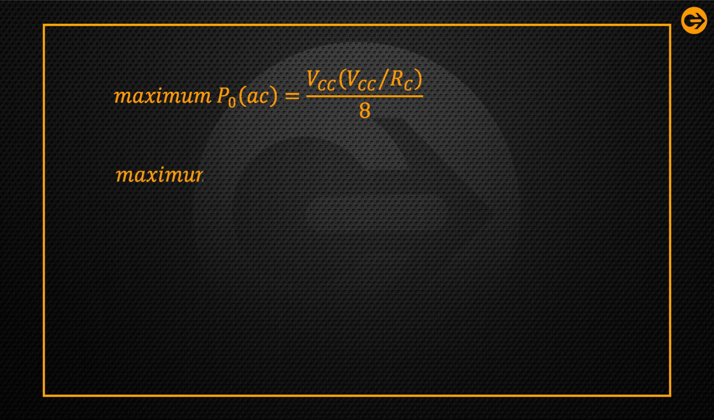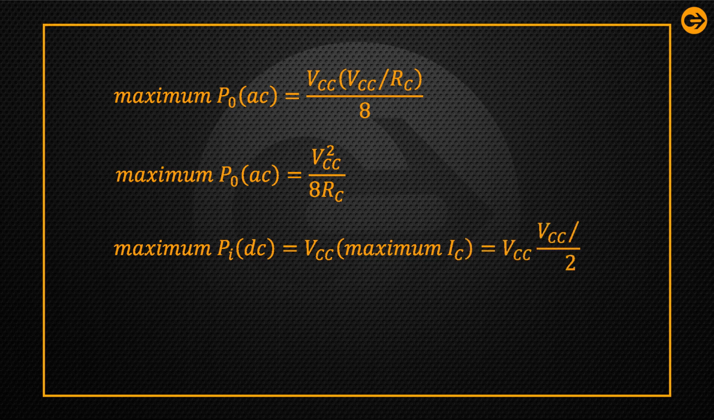Using the maximum voltage swing in equation 13, we get maximum Po(AC) equal to VCC times (VCC by RC) by 8, and maximum Po(AC) is equal to VCC squared by 8RC. The maximum power input can be calculated using the DC bias current set to 1/2 of the maximum value. So the maximum Pi(DC) is equal to VCC times maximum IC, that is VCC times (VCC by RC) by 2. After further simplification, we get maximum Pi(DC) equal to VCC squared by 2RC.